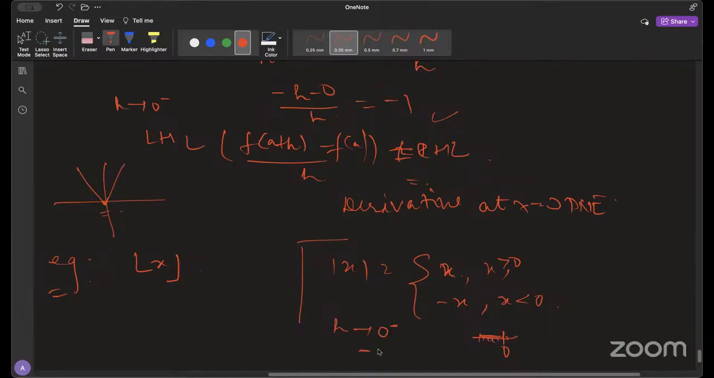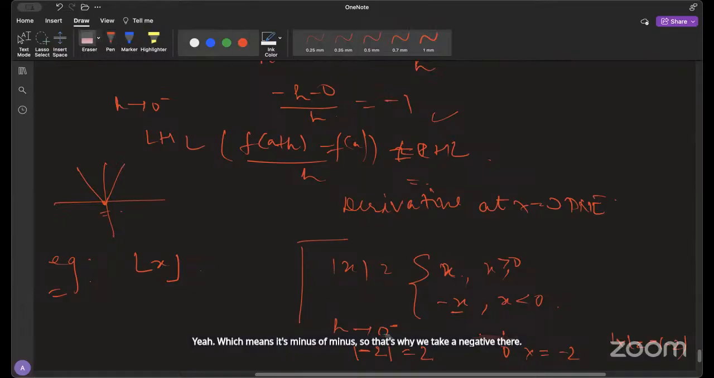When you have minus 2, say, and you take the mod of it, you get 2, right? So if your x is minus 2, then your mod x is not minus 2. It changes to minus of minus 2. Yeah, it becomes plus 2, right? Which means it's minus of minus 2. That's why we take a negative here. Is this clear now? Okay.